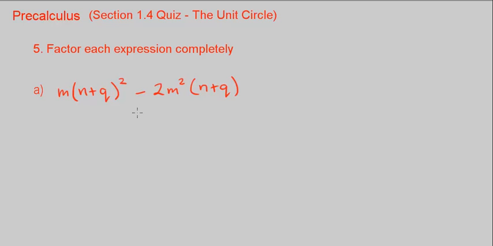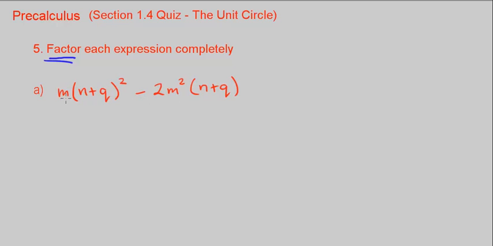This is the Precalculus section 1.4 quiz, the unit circle. So number 5, we're asked to factor. Factor each expression completely. So here we have one term subtracted from another term.